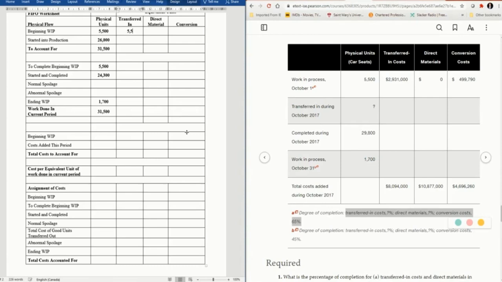Well, it has to be 5,500 equivalent units, right? I mean, in the sense that those beginning work in process car seats, there's no way I could test them unless I had them. So at the beginning of the month, I already had the car seats that needed to be tested. So I had all of those 5,500 seats. And it says that the beginning WIP was 65% complete. So in terms of conversion, 65% of 5,500 is what, 3,575.